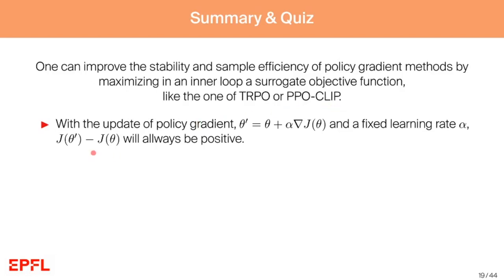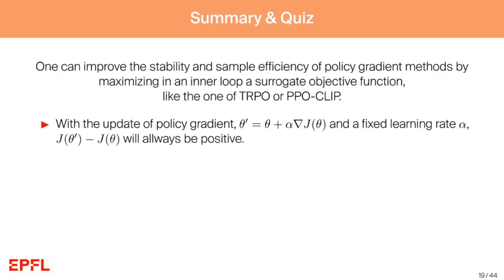Now to the questions. With the update of policy gradient, where theta prime is theta plus alpha times the gradient of our future discounted reward, and a fixed learning rate alpha, the difference between the future discounted reward under the new parameters minus the future discounted reward under the old parameters will always be positive. Is this correct or not?